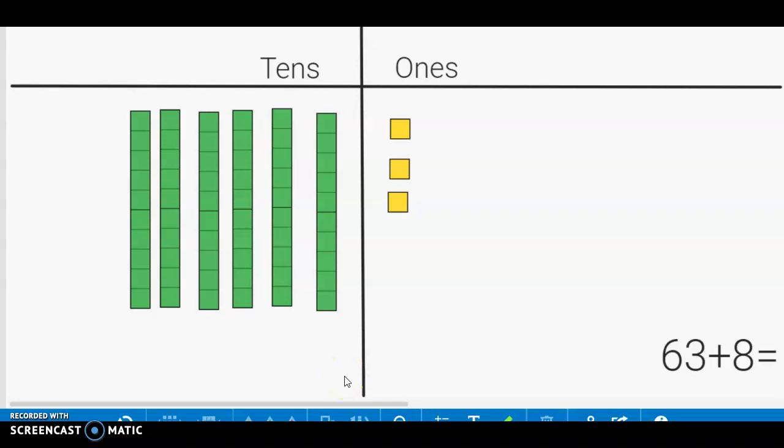Hi, first grade. Today in math, we are going to be taking all that we've been reviewing about place value and two-digit numbers, and we're going to be using all of that we've reviewed to help us solve some addition problems with two-digit numbers. Now, you probably remember hearing the word regroup or regrouping in class, and that's what we're actually going to be working on today.